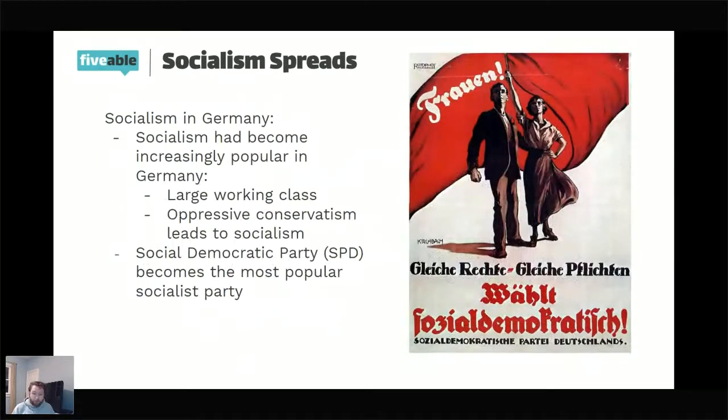Socialism is incredibly popular in Germany. When Germany is created in 1871, it becomes overnight the most industrialized country on the continent, not including Britain. Incredibly large working class, and so socialism is really popular there. But it's also a response to the fact that Germany was an incredibly conservative society. That's the way that Otto von Bismarck really set it up when he created Germany. Not to say that Bismarck is the only reason that Germany was created, but it kind of is.